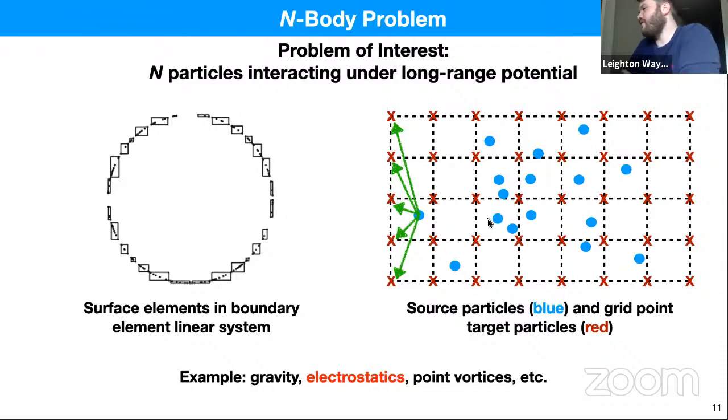But we can have other setups as well, right? I mean, our source particles that induce a potential and the points at which we evaluate the potential don't have to be the same. And this also becomes very important later, you'll see. So in this case, we have these source particles and we have these red X's along the grid. And this also is an n-body problem that we can speed up with tree codes. So we don't have to do, for each one of these source particles, compute something at every single grid point.